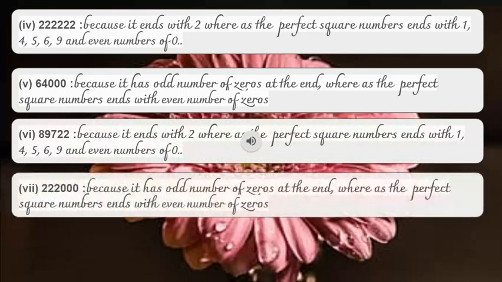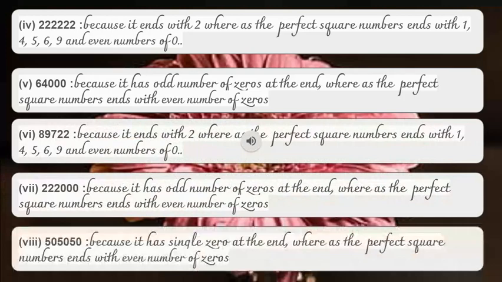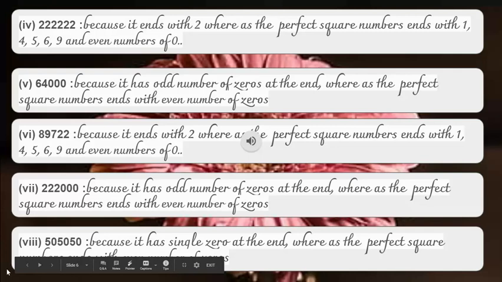Next one is 220,000. Here again the number of zeros is 3, which means it is ending with an odd number of zeros. So it is not a perfect square because the perfect square numbers end with an even number of zeros. Next one is 505050. Here 0 is at the unit place, but only a single 0 is there, isn't it? So it is not a perfect square because it has a single 0 at the end, whereas the perfect square numbers end with an even number of zeros. Clear?